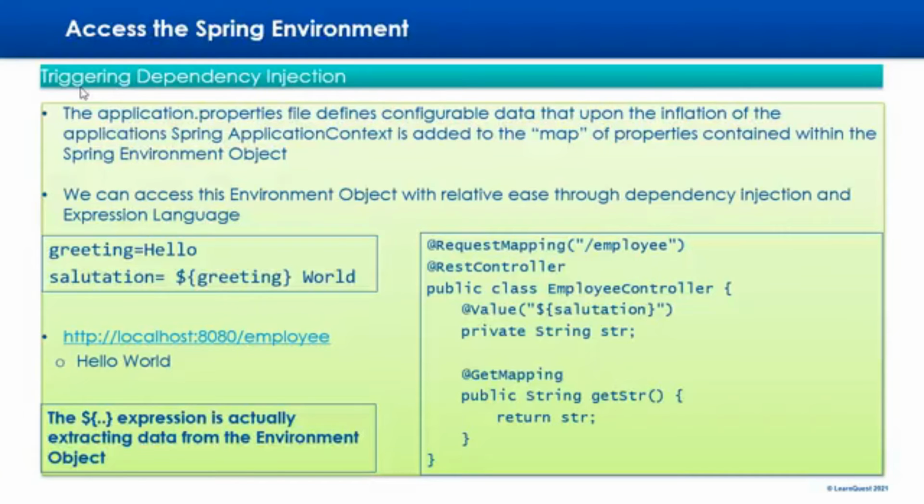So what will happen now when we access this controller request mapping employee that you see here, and I pass in 8080/employee, it's going to go to this controller and look for a get mapping. There it is, get str, and it's going to return str. The @Value annotation is using EL to say go to the Spring Environment object, find me a property called salutation, inject it into the employee controller so we can return it, and it should return hello world.